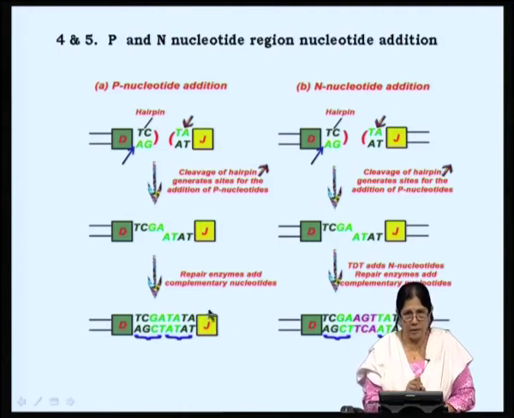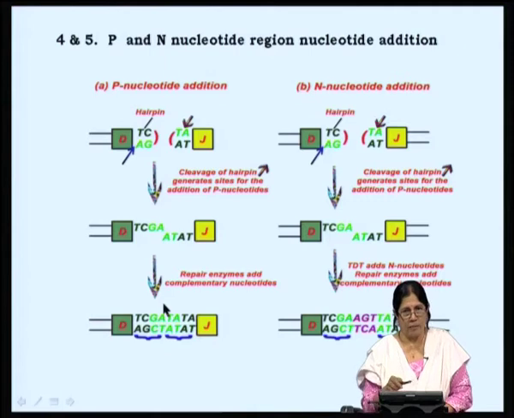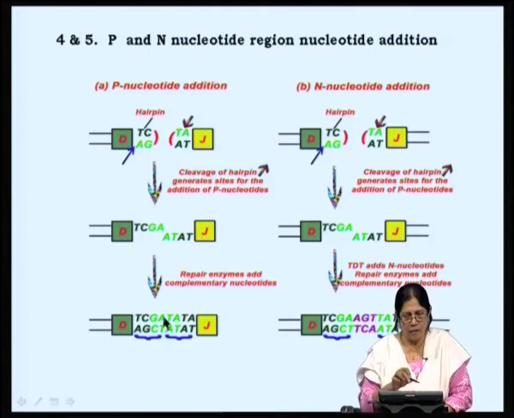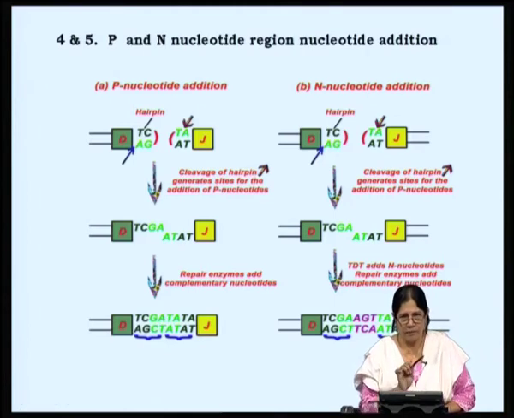When joining takes place, you would have end filling before the ligase activity, and you can now see 4 nucleotides in the coding strand which are different from those that were present earlier. Therefore, these are known as P nucleotide addition. This, of course, as you can imagine, would generate diversity, but if the reading frame now adds a stop codon midway, it would also be deleterious. However, this is one of the mechanisms of diversity.